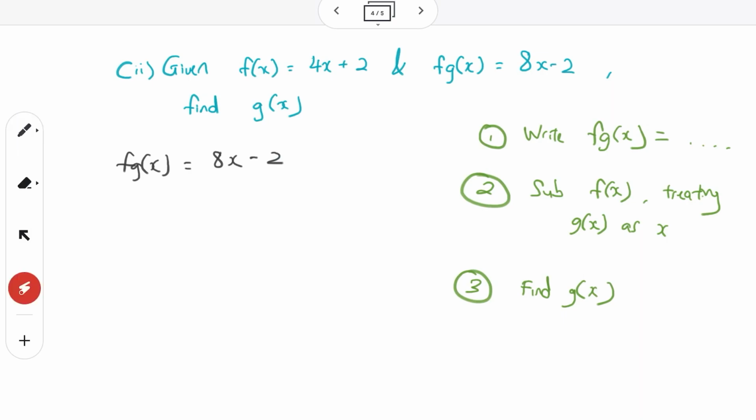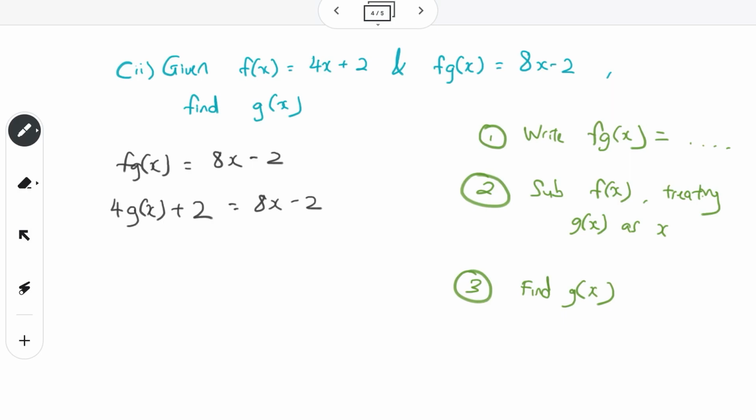And on our second line, we are going to sub f(x) into this equation. And we're going to treat g(x) as sort of an x, right? So you're going to see what's going to happen. f(x) is 4x plus 2. But instead of 4x plus 2, it's going to be 4g(x) plus 2, because we're treating the g(x) as the object, i.e. g(x) is replaced into x, and this would be equal to 8x minus 2 still.